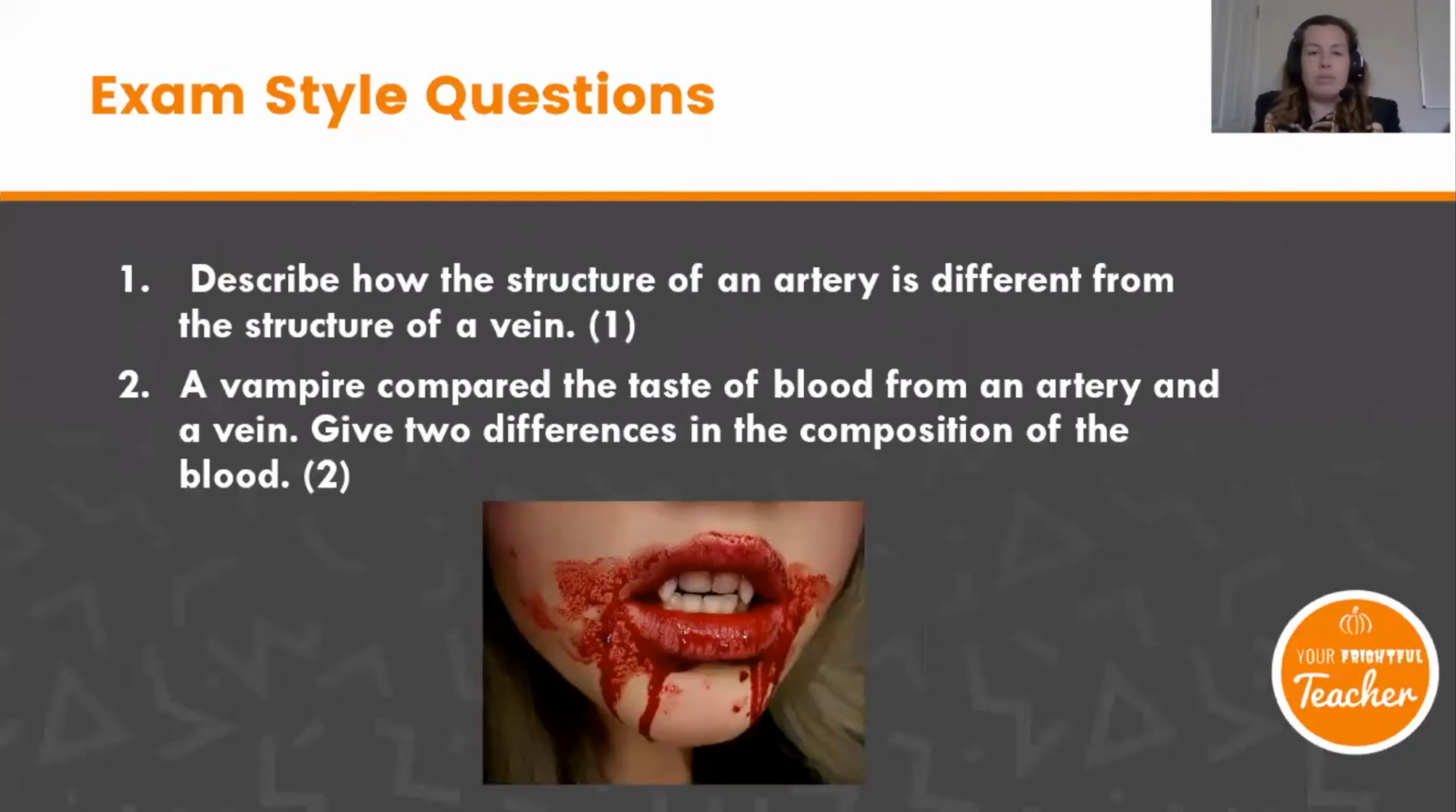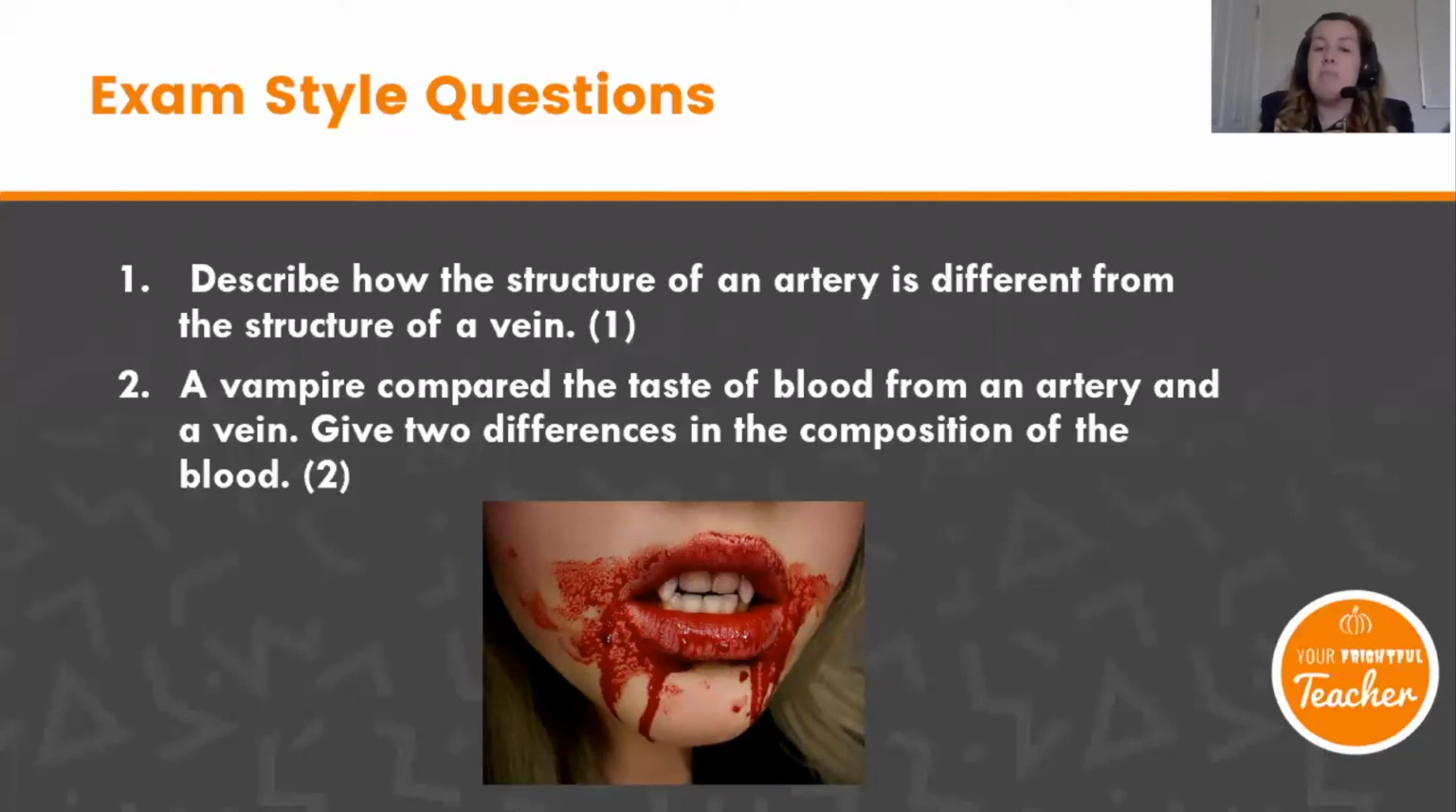Next question. This is a slightly shorter question. So the top question: describe how the structure of an artery is different from the structure of a vein. Now there's a few things you can say on this question. It's only worth 1 mark, however, so only say one thing.